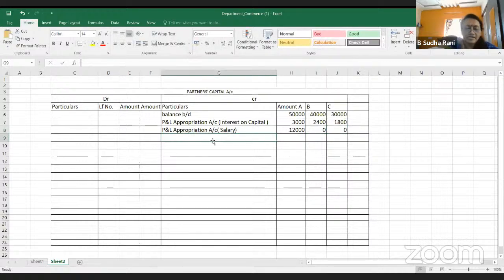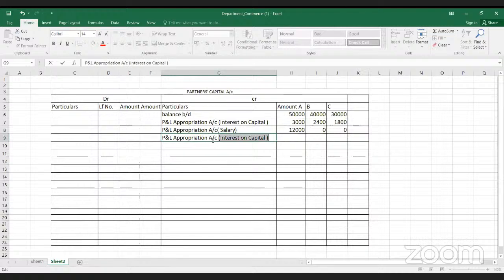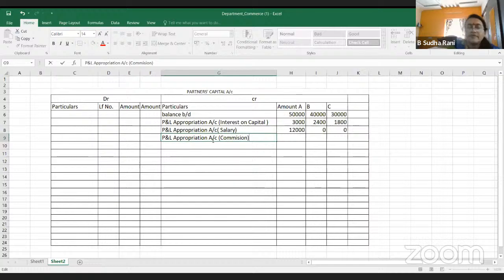Right. Next, again one more is there. What is that? Partner B is receiving commission of 5,000. Who is receiving? B. So in B's capital, under B's place only we should write it.